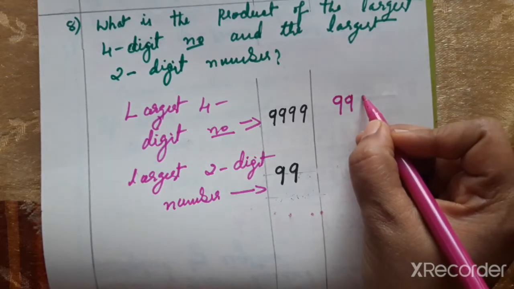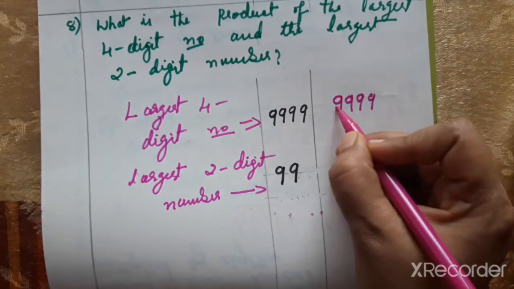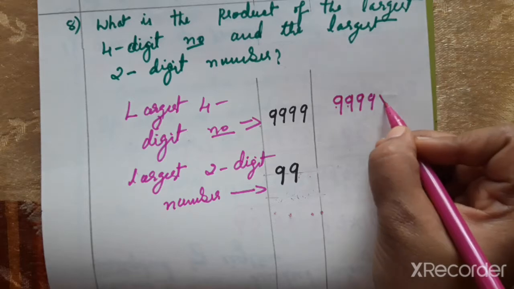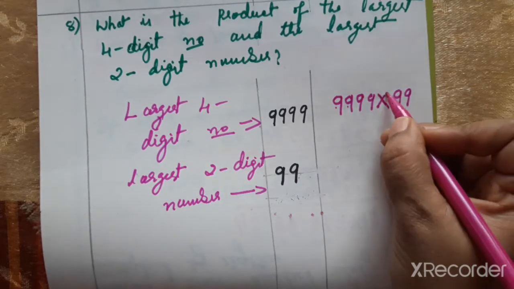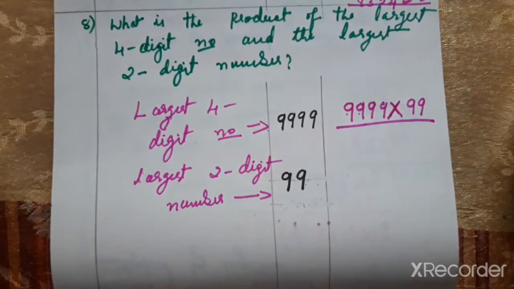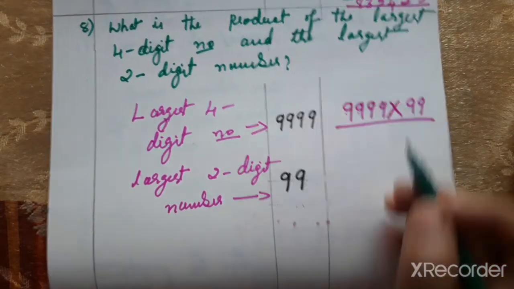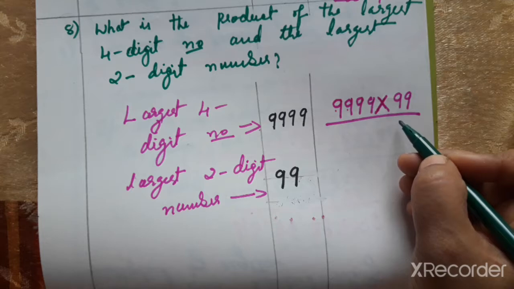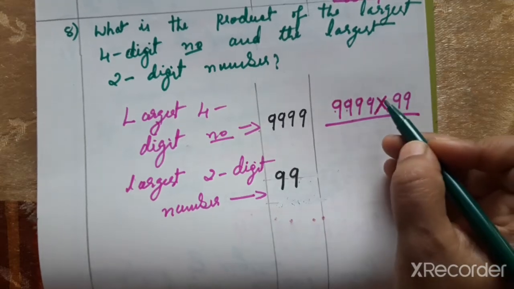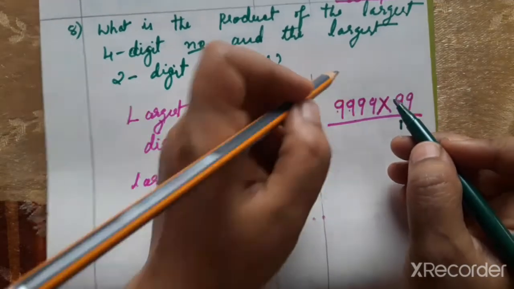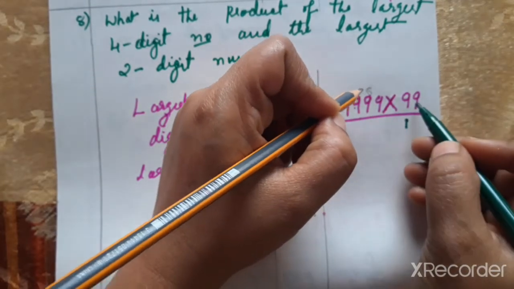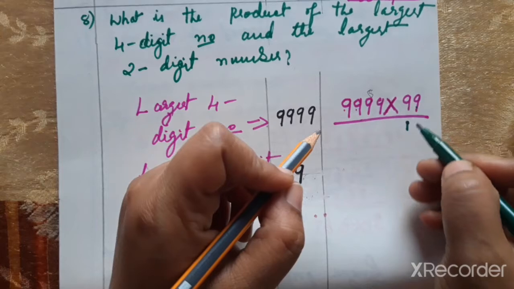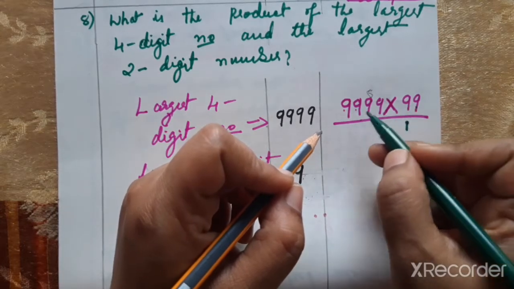The largest 4 digit number is 4 times 9, and the largest 2 digit number is 2 times 9. Product means multiplication. Now multiply the numbers. 9 nines are 81. 81 means we have to write 1, and 8 carry over to the next place. Then with the 9 we have to multiply each number.